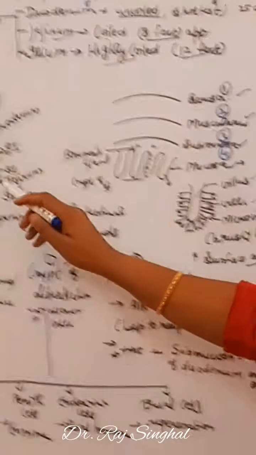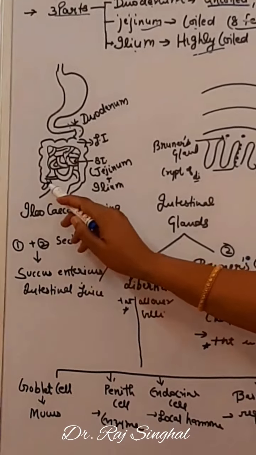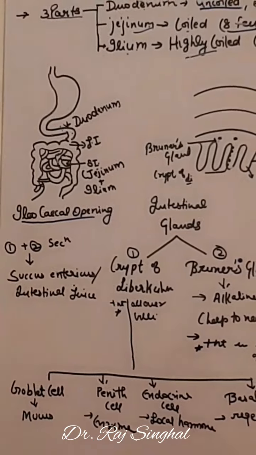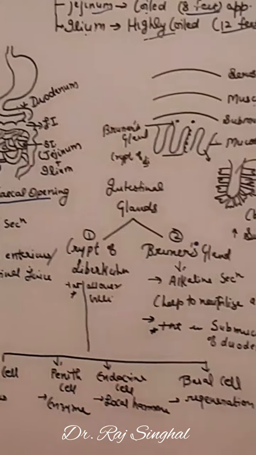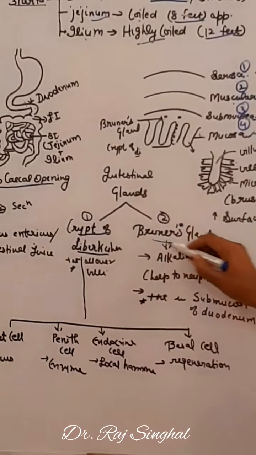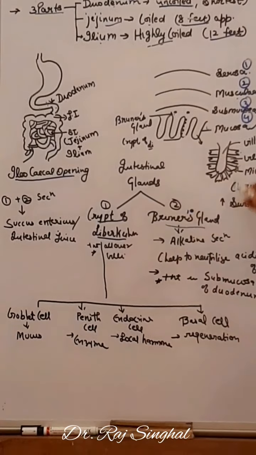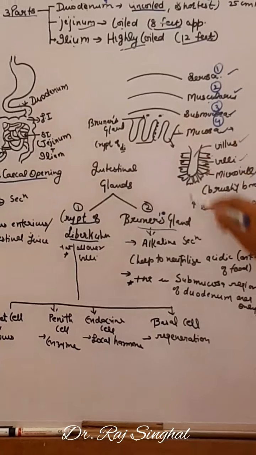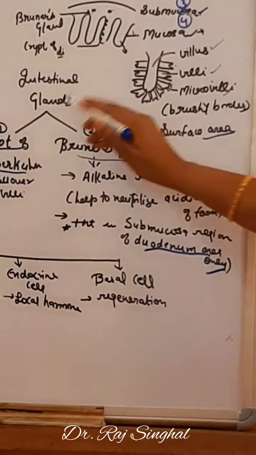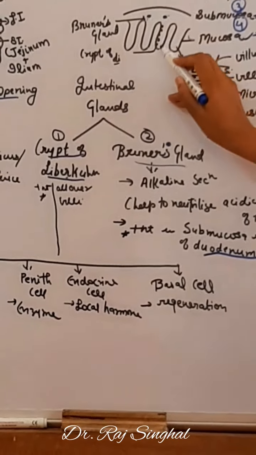The small intestine opens in the large intestine by the ileocecal opening. The wall of intestine consists of two different types of glands, crypt of Lieberkühn and Brunner's gland. One important difference in both the glands is that Brunner's glands are located only in the duodenum area, whereas crypts of Lieberkühn are exposed to all the sections of villi.